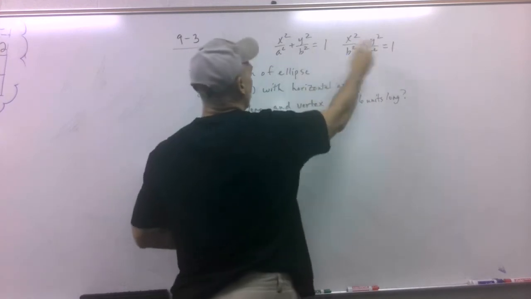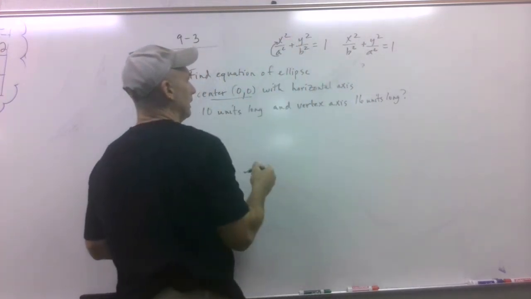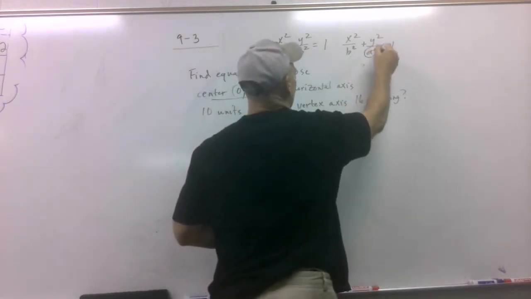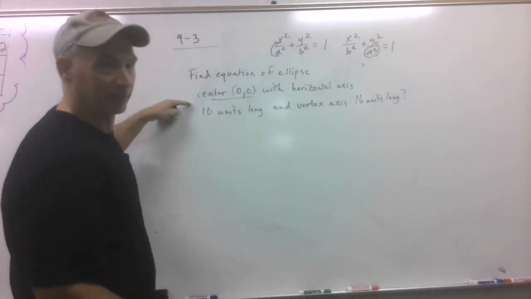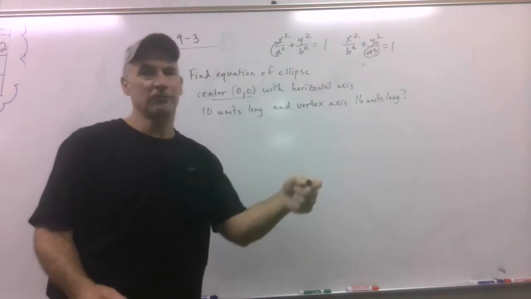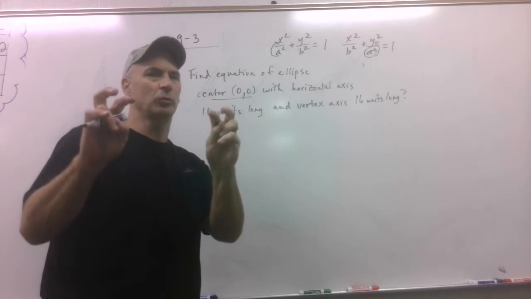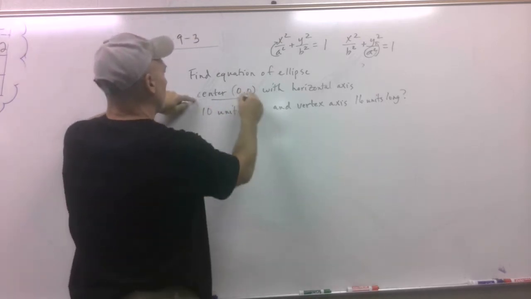How do you know which one? Well, if the major axis is the x-axis, it's going to look like this. If the major axis is the y-axis, it's going to look like that. So somehow they gave us enough information to figure that out. So let's read it. And they also threw a curveball at us with the way they use their words. So watch. Find the equation of ellipse with center 0, 0.